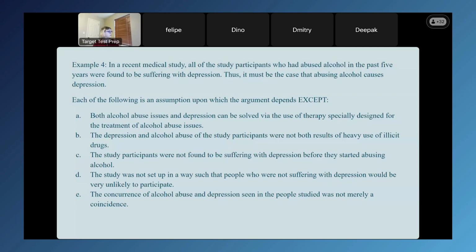Why is B incorrect? B is saying that depression and alcohol abuse were not both the results of heavy use of illicit drugs. So it's saying this other cause, heavy use of illicit drugs, is not the cause of both of these things. And so by ruling out a plausible third cause of both, the conclusion is more supported. Because if they were both caused by a third thing, then the conclusion falls apart.